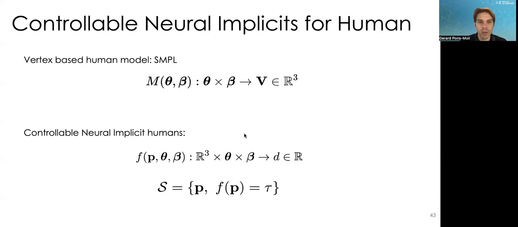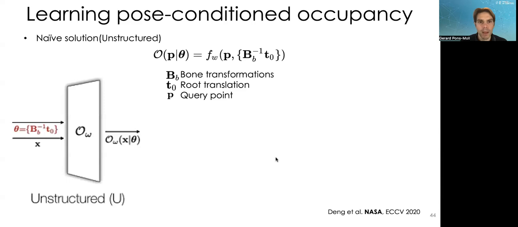Now if we want to make these neural implicit models more like a human model, we have to make them depend not on a random latent code, but on latent codes that are meaningful, in this case the pose and the shape of the human. And again, we want to predict this distance or occupancy. The first model that attempted to predict the human surface, or an articulated surface, with a neural implicit model was NASA.